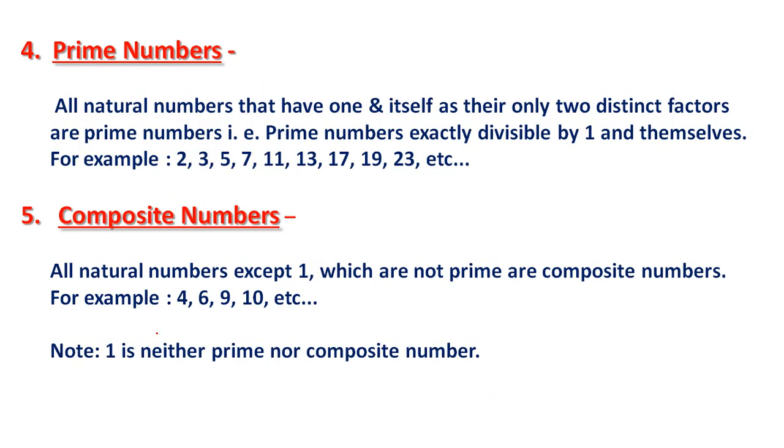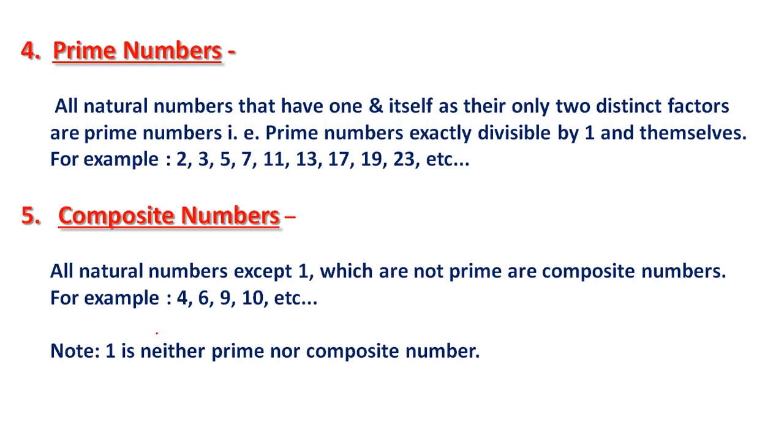So now I will talk about prime numbers. Prime numbers are those numbers that have 1 and itself as their only two factors, or we can say that prime numbers are exactly divisible by 1 and themselves. For example, 2, 3, 5, 7, 11, 13, 17, 19, 23, etc.